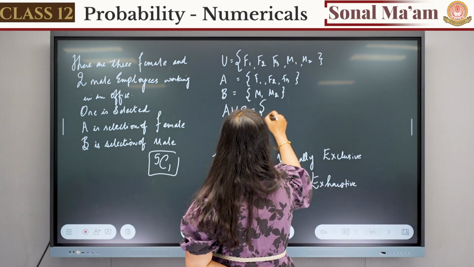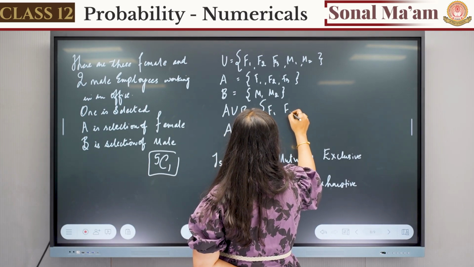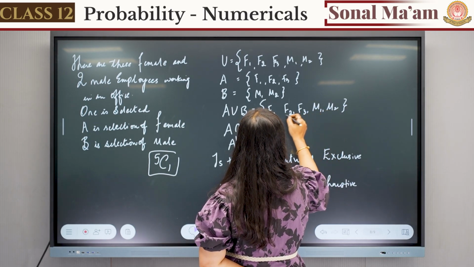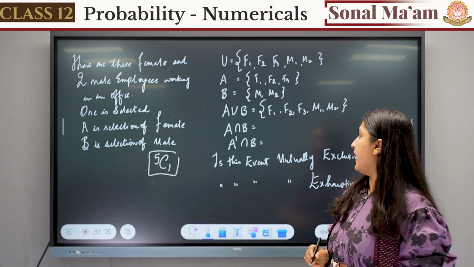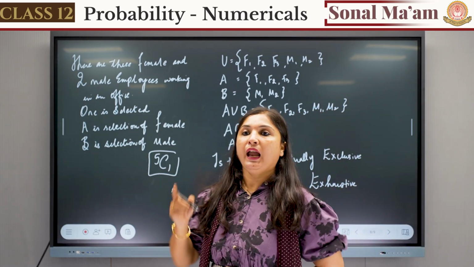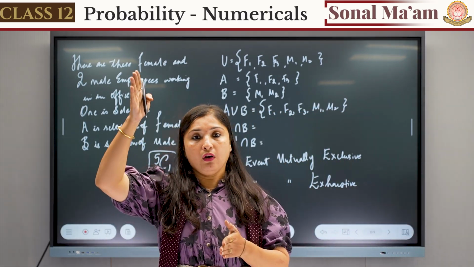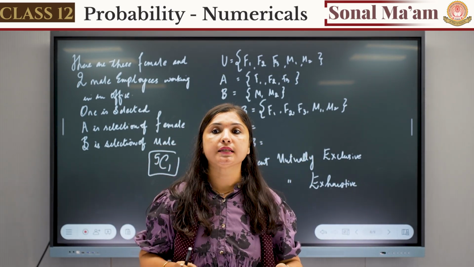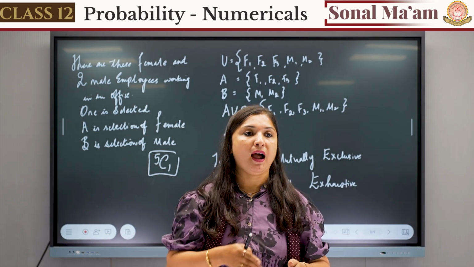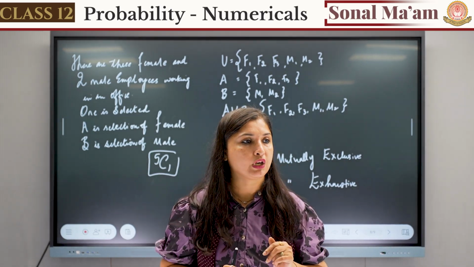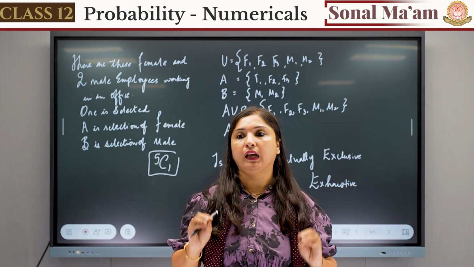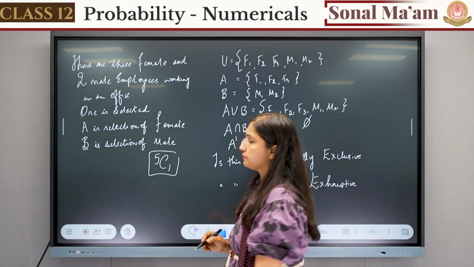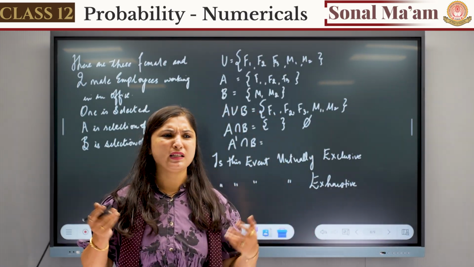So what will be A union B? A union B will be F1, F2, F3, M1 and M2. Nothing is common, so no concern at all. Right? Then we have A intersection B. In A also, B also. The common part. Intersection means what? The common part. Do we have anything common in this question? If we don't have anything common, we can write empty curly bracket or null set. Okay, because nothing is common.